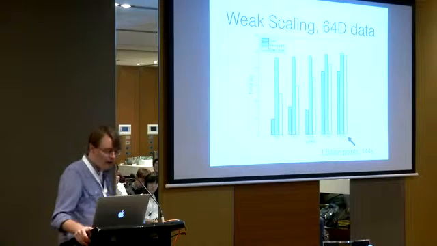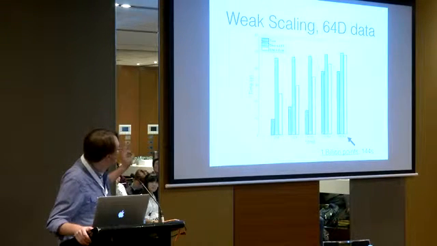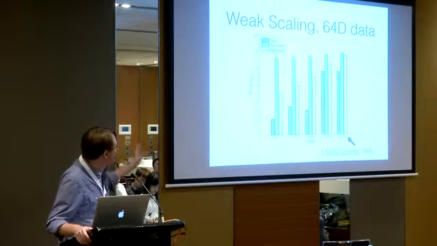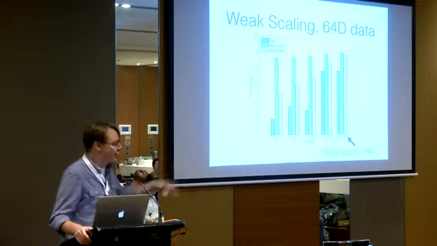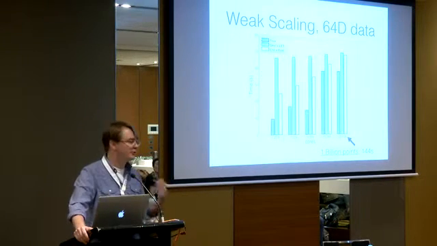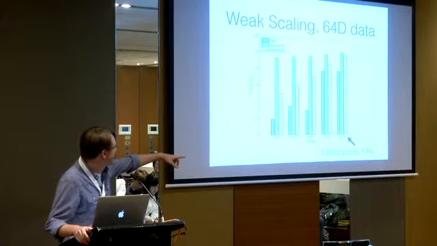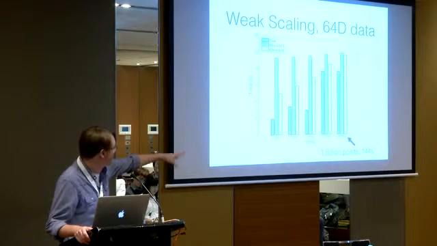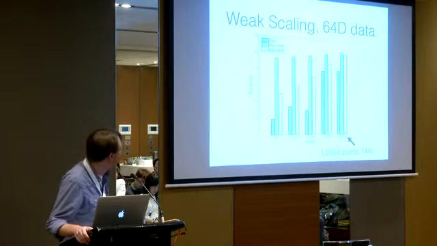OK. So this experiment, we're doing a weak scaling experiment. What that means is that we fix the number of points per core. So per compute core, there's 31,000 points. Along the x-axis, we have the number of compute cores, up to 32,000, and then time on the y-axis.